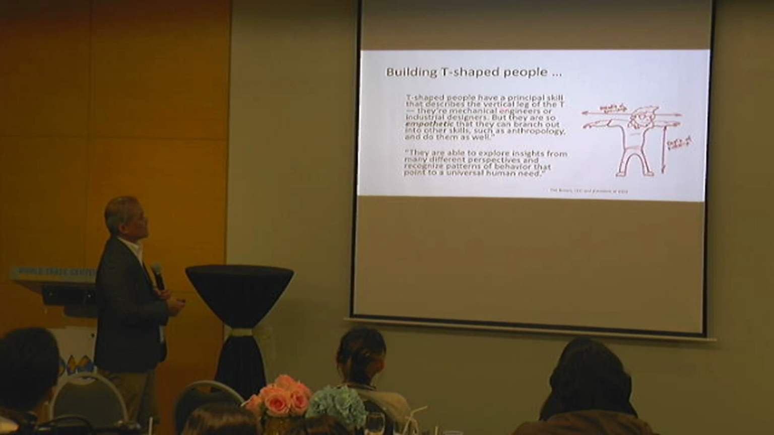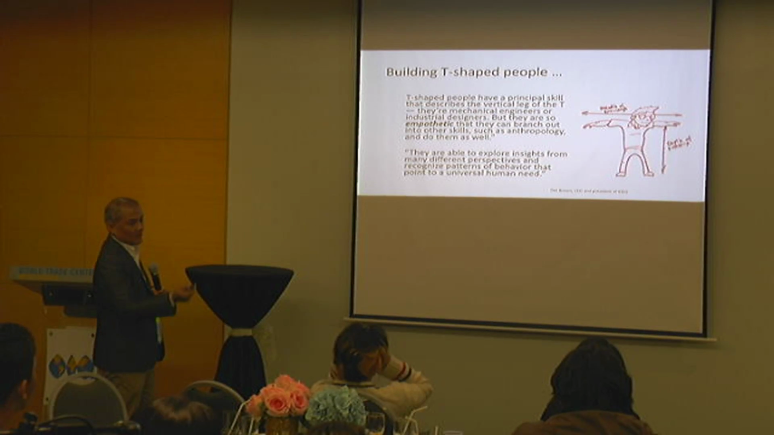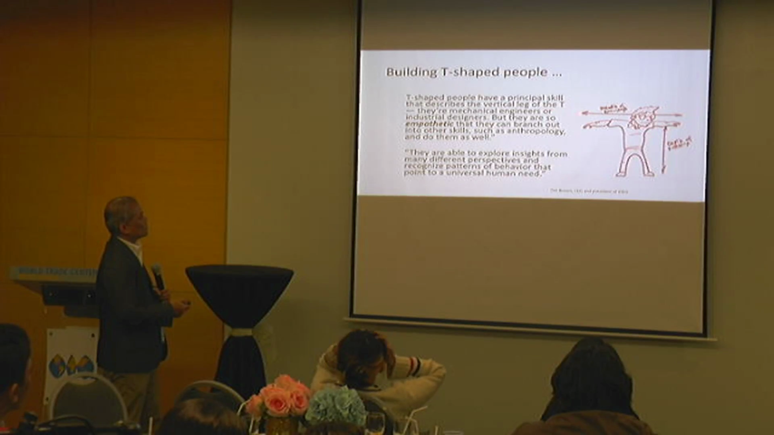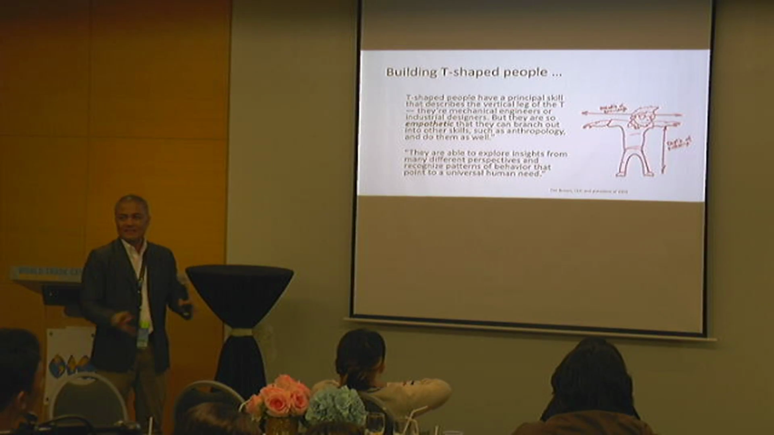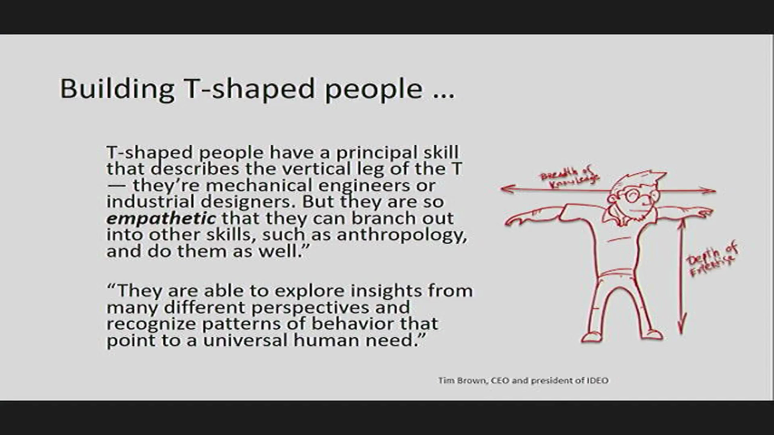They have a principal skill that describes the vertical leg of the T, depth of expertise. They might be mechanical engineers or industrial designers, but they're also so empathetic. They care about what other people are doing and what their needs are, that they can branch out into other skills. Right? Example nandito, anthropology, etc.